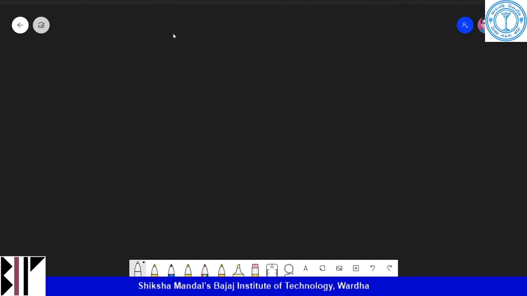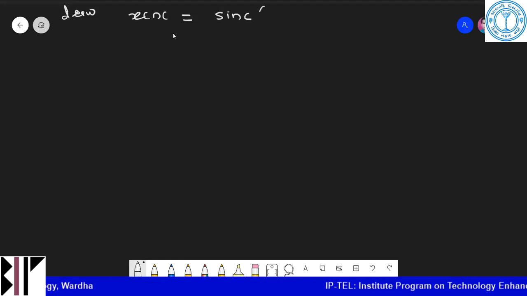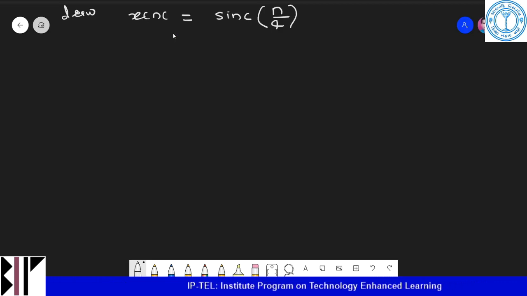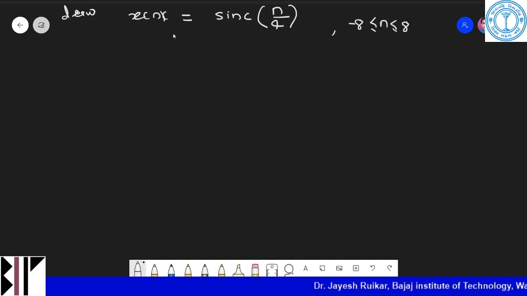Draw x of n is equal to sinc of n by 4. Okay, so this we have to draw. So x of n has been given, and then we have to draw sinc of n by 4. Okay, and we have n from -8 to +8. So n starts from -8 to +8.